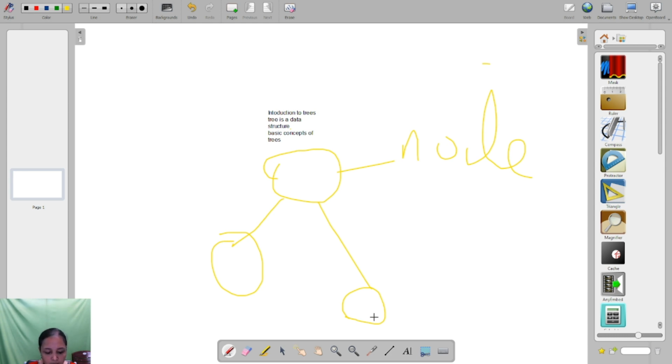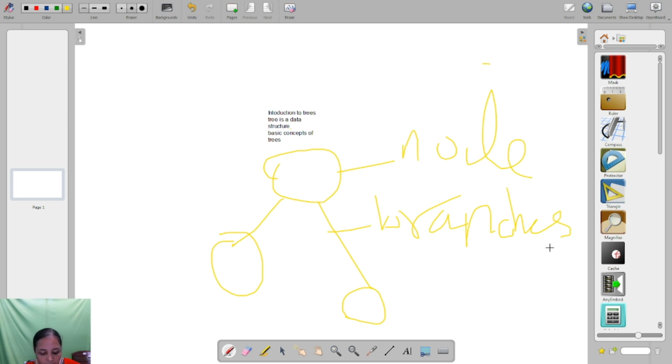The second one: a tree consists of a finite set of directed lines called branches. So this node is connected to this node, and this one is the link. So this one is called a branch.